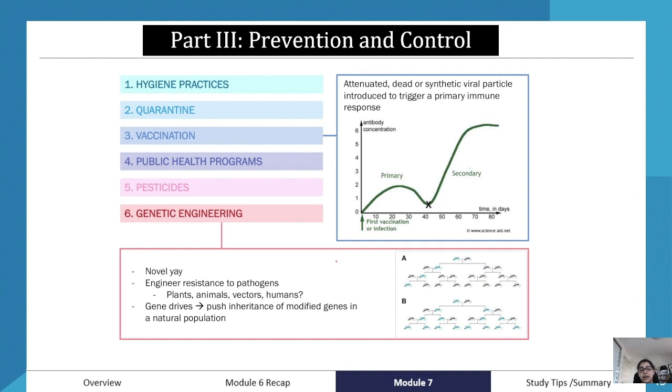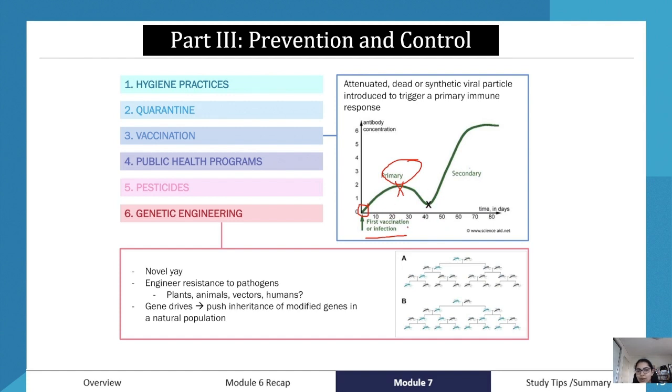And gene drive, so push inheritance of modified gene in natural population. So vaccination, attenuated, dead, or synthetic viral particle introduced to trigger a primary response. So through this, the antibody concentration, as you can see on the graph after the first vaccine, the primary response, the first time around the whole immune system response happens, we get this antibody concentration, happens over 40 days.